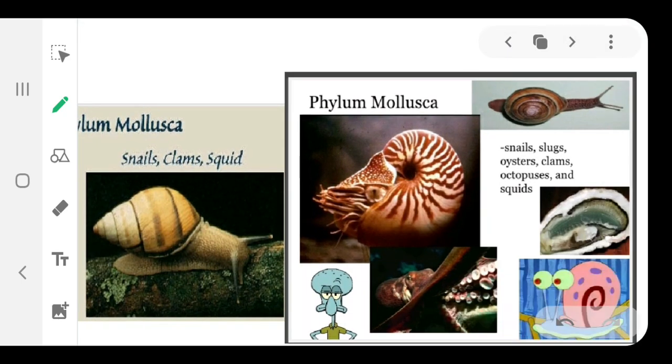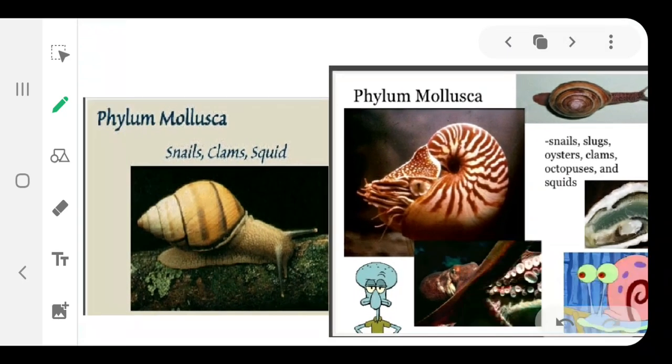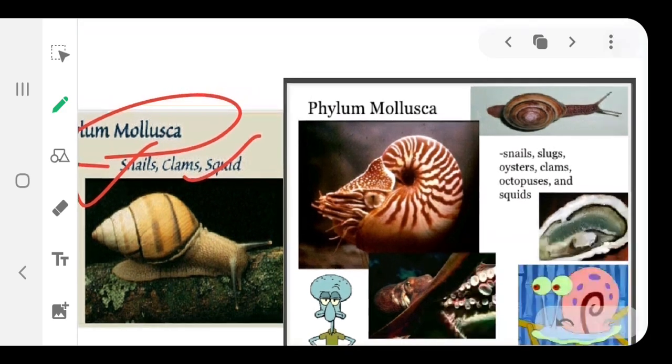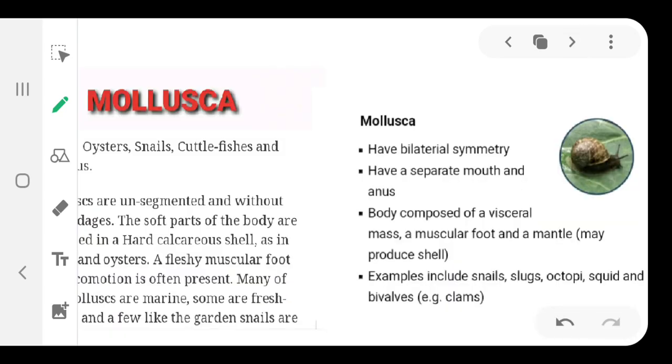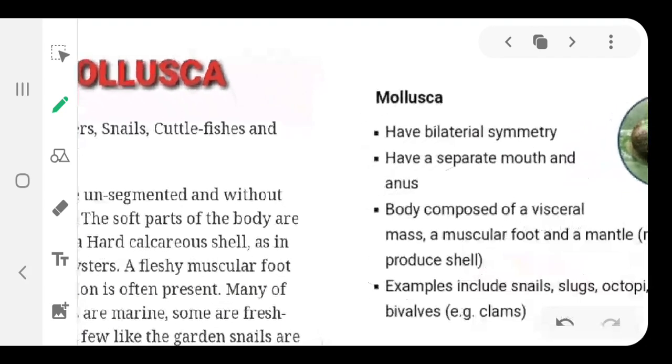Then comes the next phylum called Phylum Mollusca. Okay, so these mollusca basically consist of snails and squids. You can see in the photo shot of these animals. So basically they consist of slugs, oysters, octopuses. They come under this phylum called mollusca. And underline the features for these molluscans.